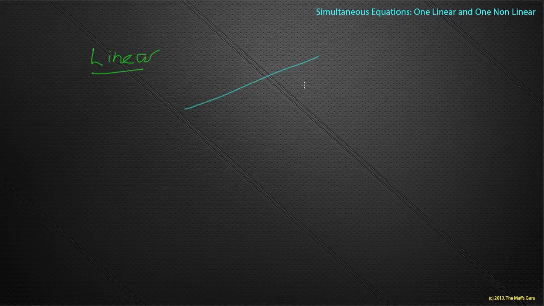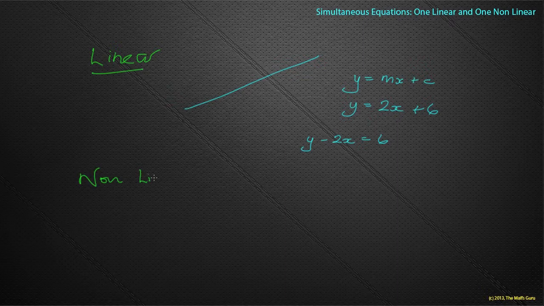Anything that can be drawn with a straight line is called a linear equation. And these generally have the form y equals mx plus c. So y equals 2x plus 6, or y minus 2x equals 6, or any variation of that will give you a straight line. That's the equation of a straight line. Things that are non-linear, by the general definition, are not a straight line.